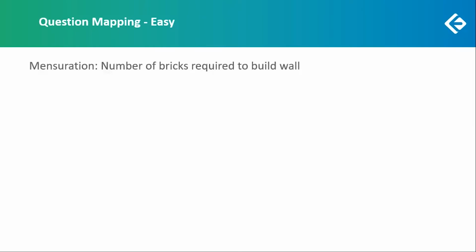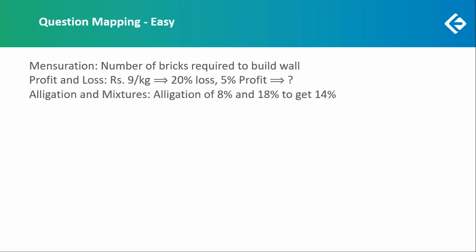So there was this question on mensuration where the number of bricks required to build a wall was to be found out. This was a very easy question according to me. You just have to divide the volume of the wall by the volume of the brick to get the number of bricks required. Next was a profit and loss based question where it was given that if you sell at 9 rupees per kg, you make 20% loss. So at what price should you sell in order to make 5% profit?